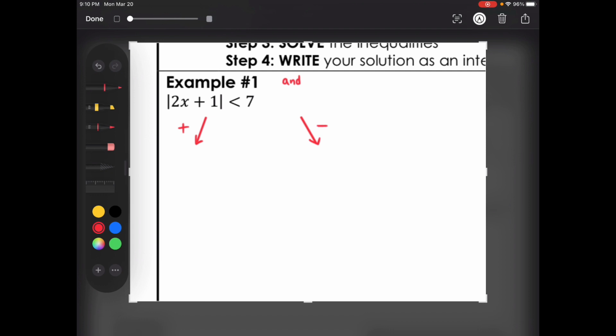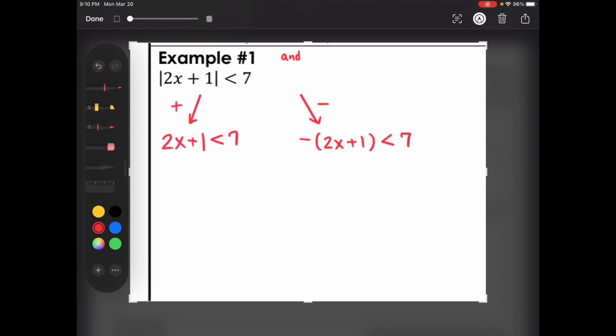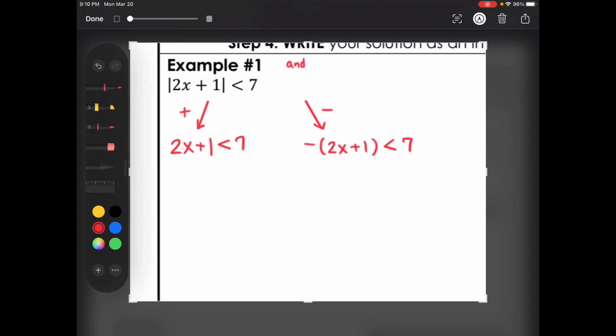I know it's been a while since you've solved these, but you have the regular case, and then you have the case where you make the left side negative. Now, it does matter which side you make negative, because if you make the wrong side negative, what's going to happen is when we divide by a negative over an inequality, it flips the inequality sign. So we do have to be careful of that, where we make sure we make the left side negative so that we don't mix up the inequality.